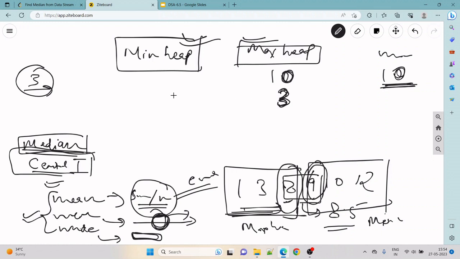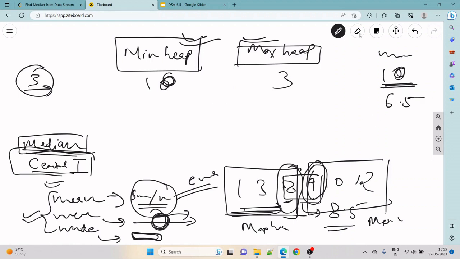Now we see the number of elements. The number of elements is even, but the min heap and max heap are unbalanced. We expect that when the number of elements is even, the min heap and the max heap counts should be the same. If that is not the case, we pull the topmost element of the max heap and put it in the min heap. So 3 remains here and 10 comes here. Then we take the topmost element of both the heaps and find their average, and that becomes the median.